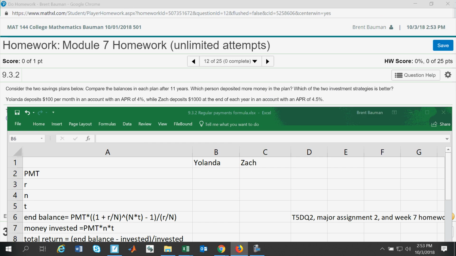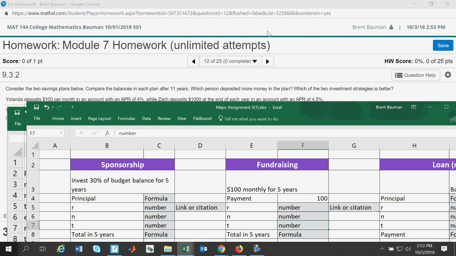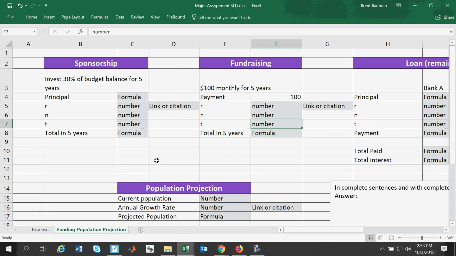And then the second part, you'll see it, is on your mission project or major assignment 3 in week 6. So it's your fundraising formula that you're going to use. You are investing $100 monthly for 5 years. Again, you'll have to find a rate. You can use the same one from the DQ. N should be 12. You're told how many years, so it's 5. So that's one of your big calculations on your major assignment in week 6.